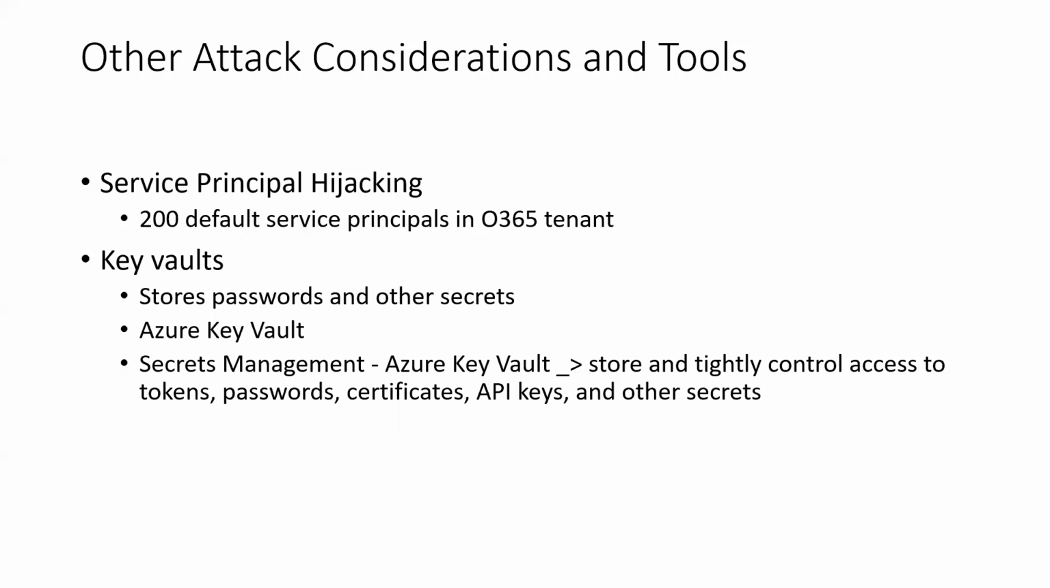There have been some other things that happen. There's service principal hijacking, where there are 200 default service principals in an Office 365 tenant that a lot of people don't know about. Any of these can be hijacked, and they have quite a wide-ranging set of privileges. There are also key vaults. This is where people store secrets, and these are also high value targets. So, another thing to make sure is locked down well and well audited.